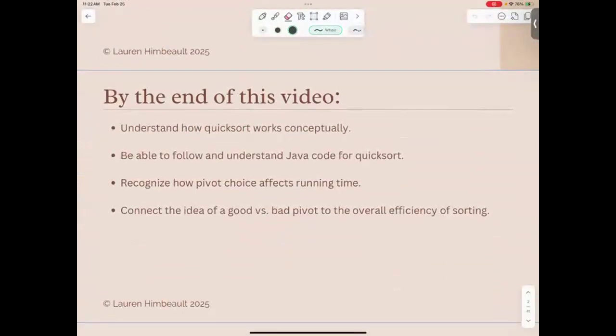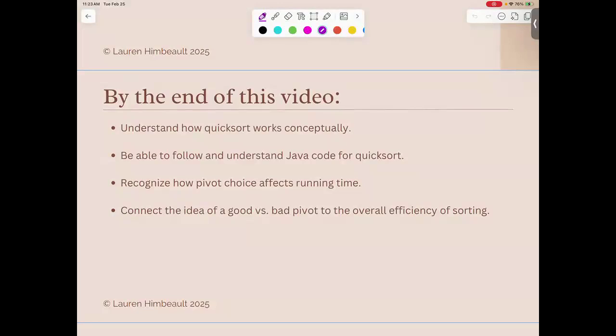So basically, by the end of this video, you can expect to understand how QuickSort works, both conceptually and also be able to follow the code and understand the Java code. It's going to work very similarly to merge sort, with the idea being like how we do our recursive calls. So if you feel good about merge sort and like sort of visualizing the runtime stack, this won't be a big leap for you.